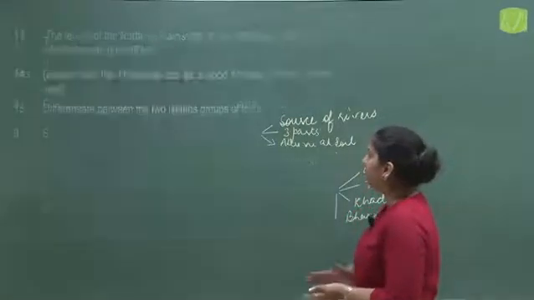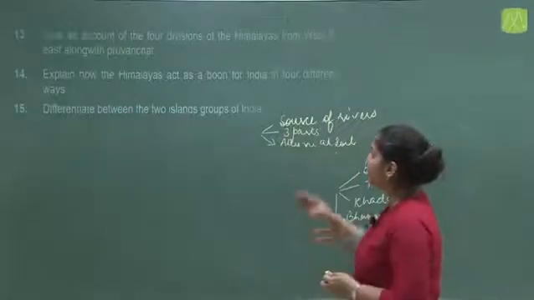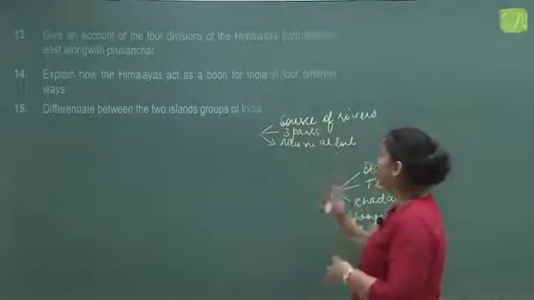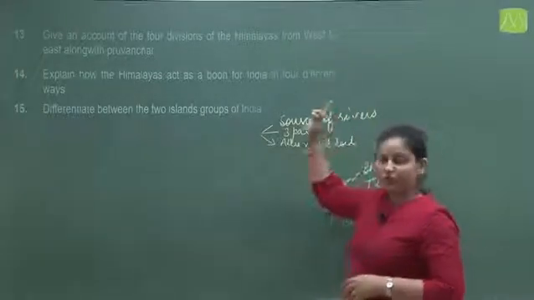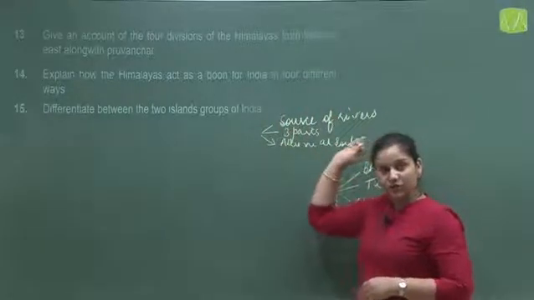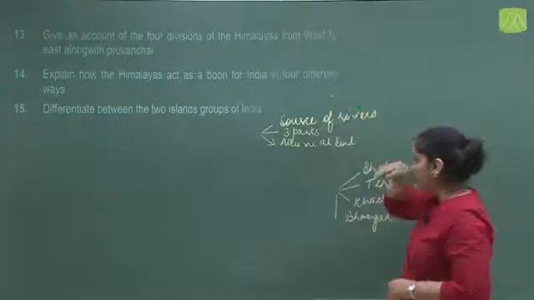Himalayas. Moving on to the next question, 13th. You have to give an account of the 4 divisions of Himalayas from west to east along with Purvanchal. The division is Himadri, Himachal, Shivaliks, and when you move this division to the east, to the Purvanchal, you will have Patkai, Naga and Mizo hills.